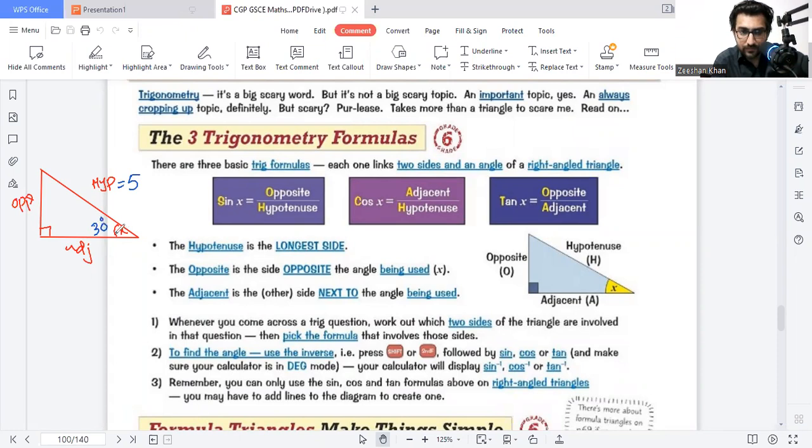This is the question. The 30 degree angle is given, and we need to find the opposite. We will solve questions here after this page, but I'm just making this simple for you: find opposite.